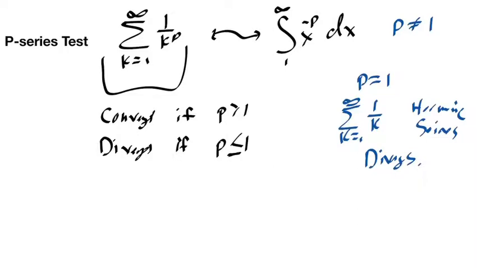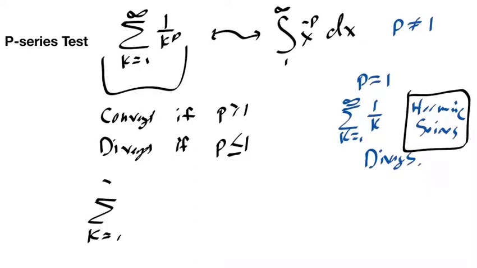But what's interesting about the harmonic series, and the reason why mathematicians are so interested in it, is that it is, in a sense, the largest power that still diverges. So you can take a power of 1 in the denominator, and it's still going to diverge. But once you get any power bigger than 1, it's going to converge. So if I take the sum as k goes from 1 to infinity of 1 over k to the 1.001, that is going to converge.